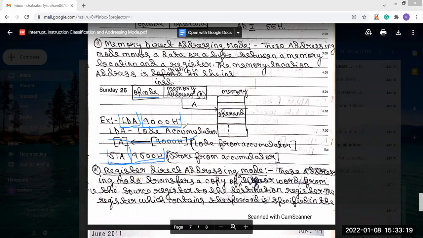That means, as a shortcut trick, remember: if in any instruction format the memory location is given, that means that instruction is the memory direct addressing mode.